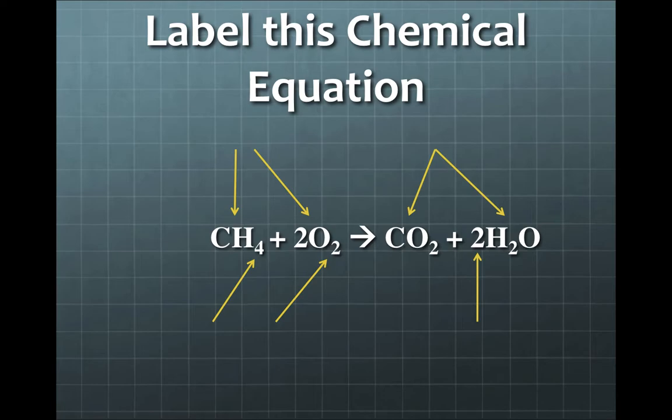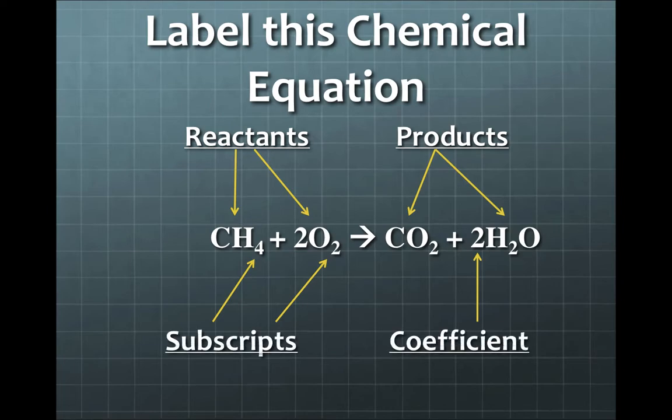I want you guys to actually label these on this example in your note packet. The substances on the left-hand side of the arrow are called the reactants, and the substances on the right-hand side of the arrow are called the products. The little tiny numbers down low are called subscripts. You guys know all about those. And then the big numbers, like the 2 next to the H2O, that's called a coefficient.